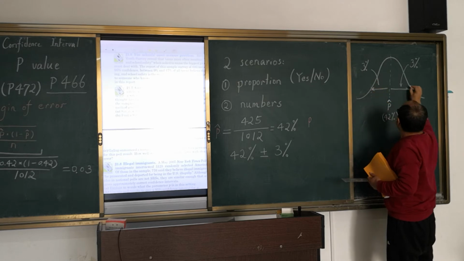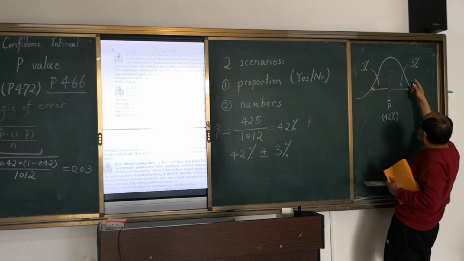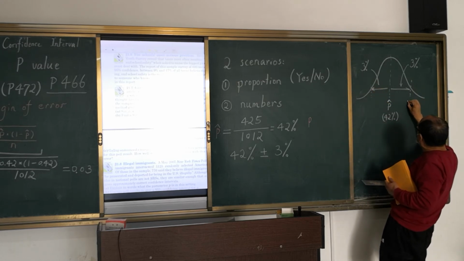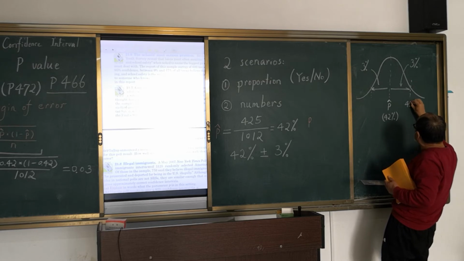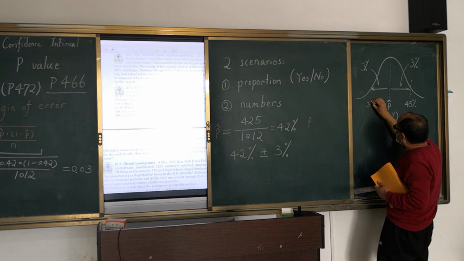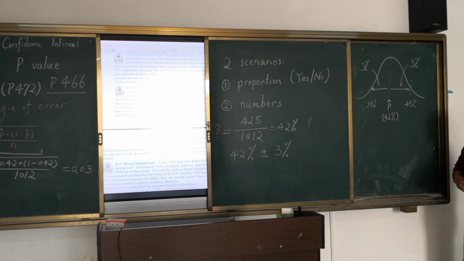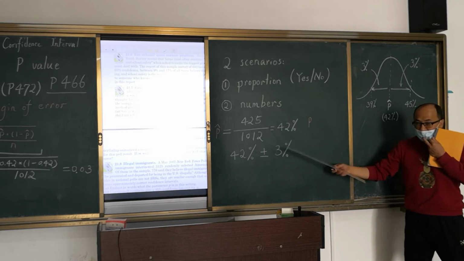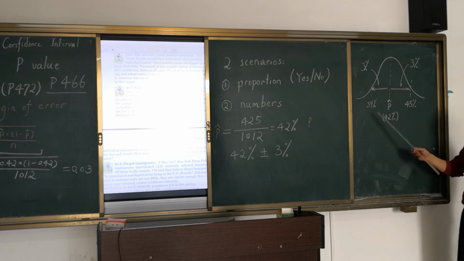And so plus 3%, that's 45%, and 39%. So from 39, you can write plus minus, or you can write from 39% to 45%. This is the interval.